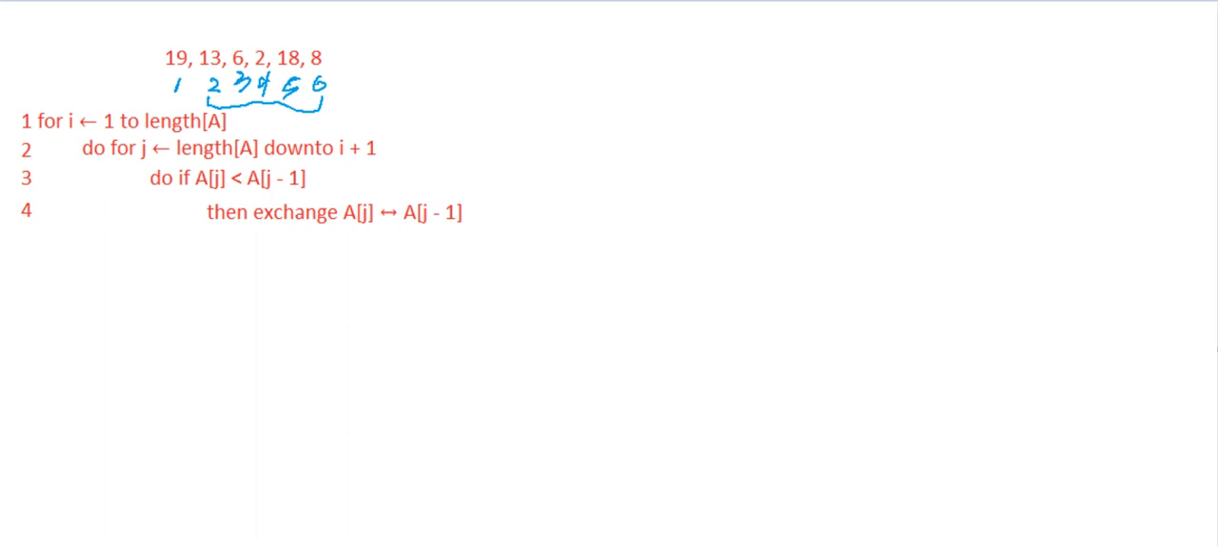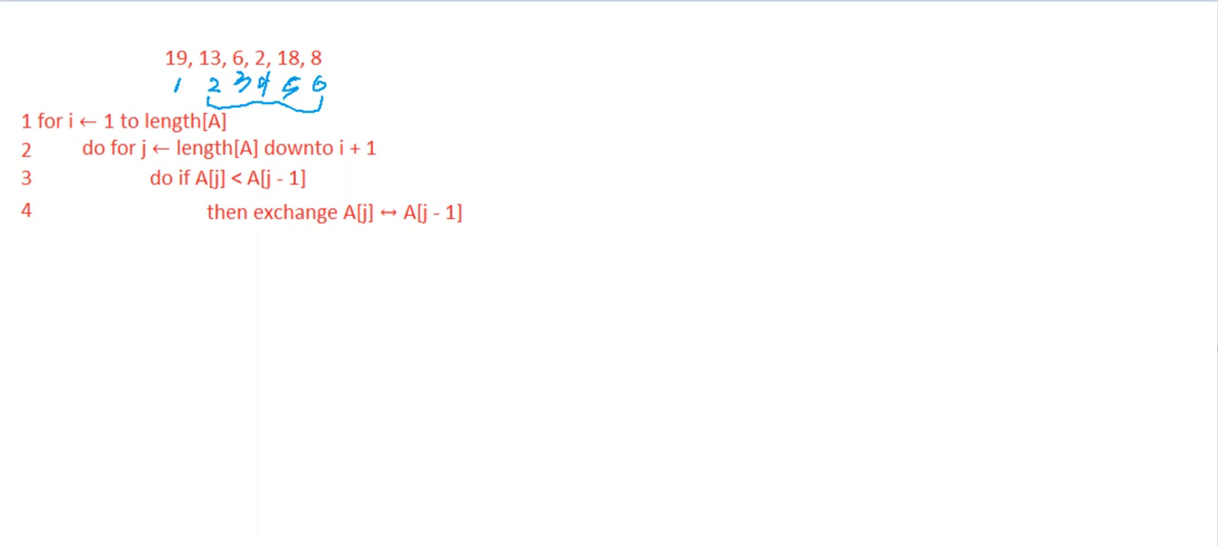So what do we do in this process? For if A[j] is smaller than A[j minus 1], then we do a swap. A[j] is the value on the right side, and A[j minus 1] is the value on the left side. So if the value on the right side is smaller than the value on the left side, then we want to do a swap.